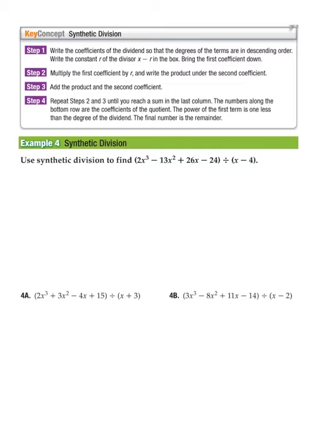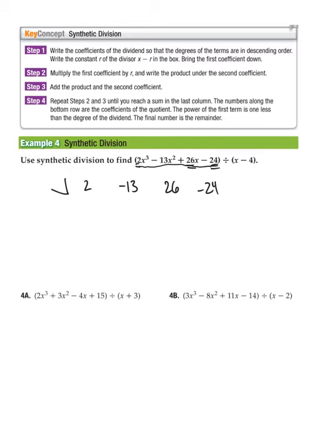Step 1 is writing the coefficients of the dividend. That's what's getting divided. So the coefficients, the numbers in front of the variables, so that the degrees of the terms are in descending order. Write the constant r of the divisor x minus r in the box. So because we're going to have the coefficients listed, 2 from the 2x cubed, negative 13, we're just going to make a list of these coefficients, 26, and that's a negative 24. Okay, gonna put a box up here.